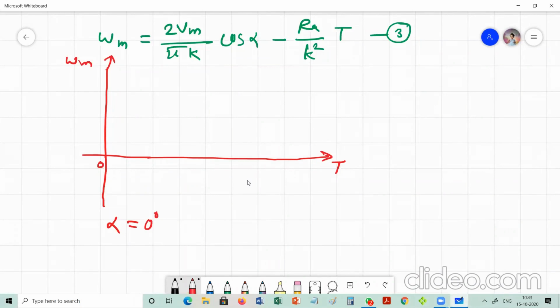That is the speed axis. We have the initial point there, and obviously the initial point is the no load point, when there is no load on the machine. No load condition means T is equal to 0. T is equal to 0 means I is equal to 0.